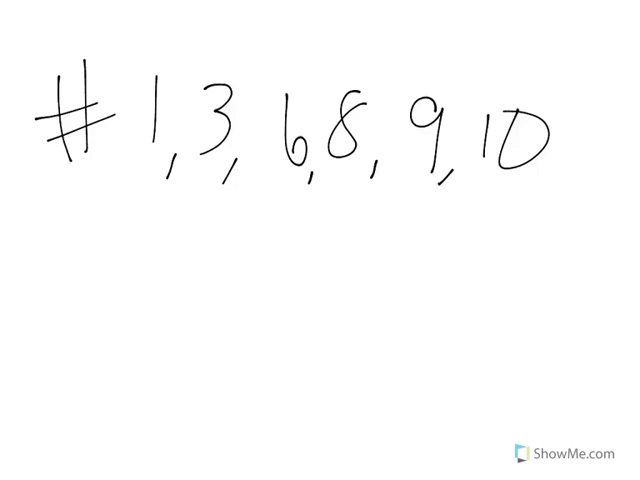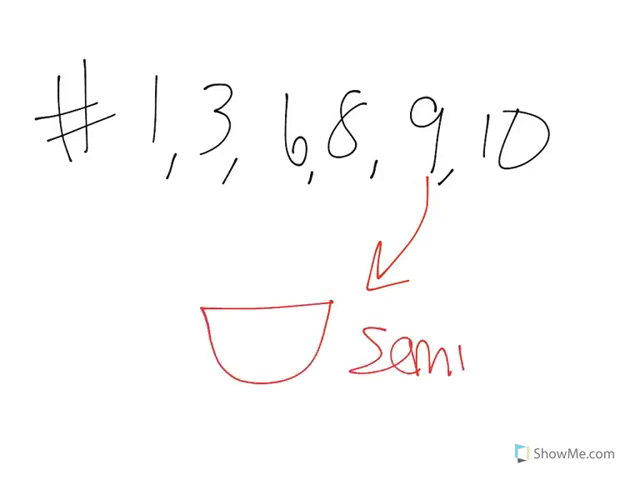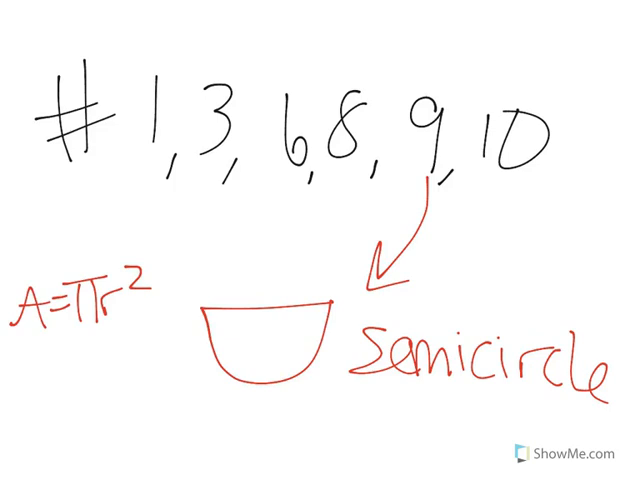Okay, so you guys are going to try these numbers 1, 3, 6, 8, 9, and 10. Just a hint with number 9, it is a half a circle or a semicircle. So when you use your circle formula, which is pi r squared, you're going to have to take your answer and divide by 2 because it's only half a circle. So just keep that in mind. So you're going to answer those questions now.